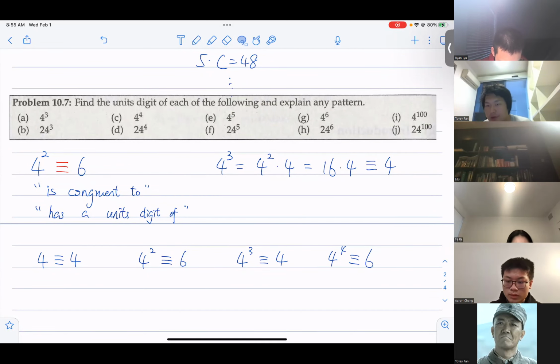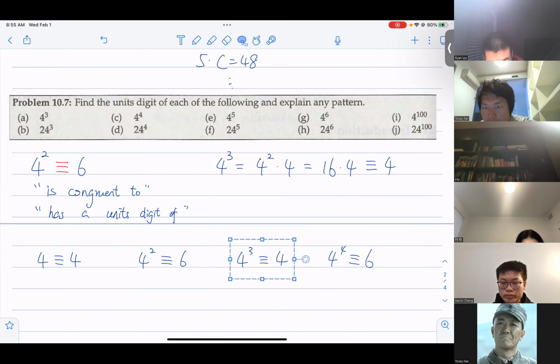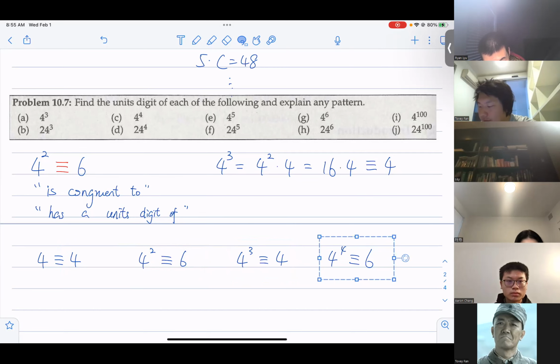So the pattern of the unit digit for powers of 4 is really nice. Just 4, 6, 4, 6, 4, 6, like this. When you have an odd power, you have 4. When you have an even power, you have 6, right? So we will automatically know every answer.